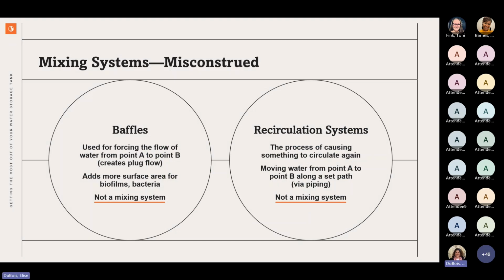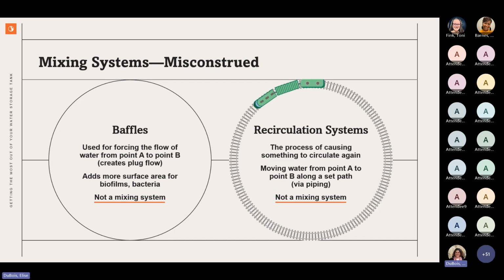Something I hear a lot is that a recirculation system or a baffle system is a mixing system. They are not, plain and simple. Baffles are used to create contact time. That's their primary function. They force the tank to operate in plug flow if done right, but they provide a lot more surface area. They don't add any energy to the system, which is what causes mixing. Recirculation systems just keep the water moving, but not mixing, which can really be confusing.